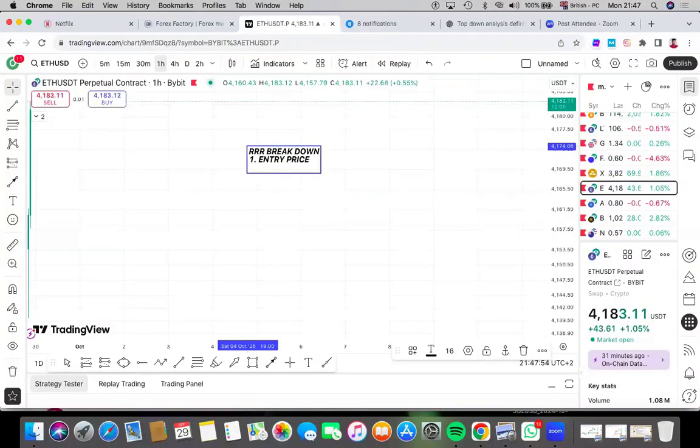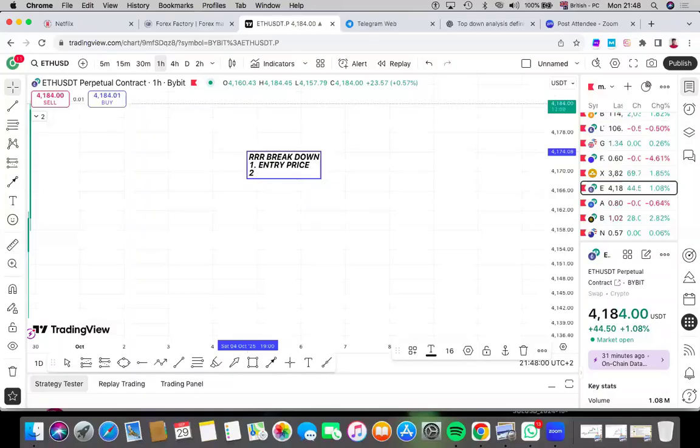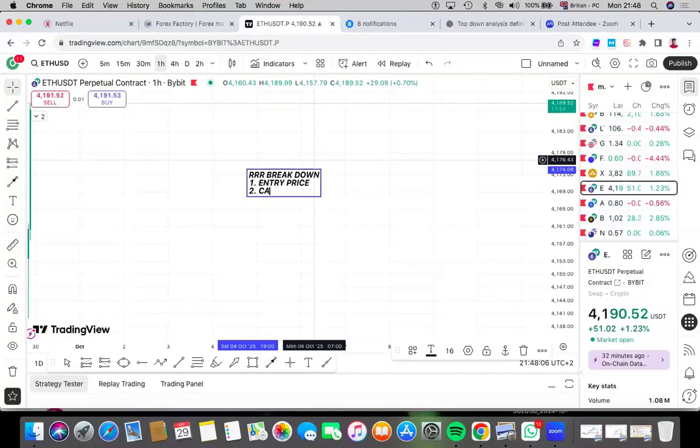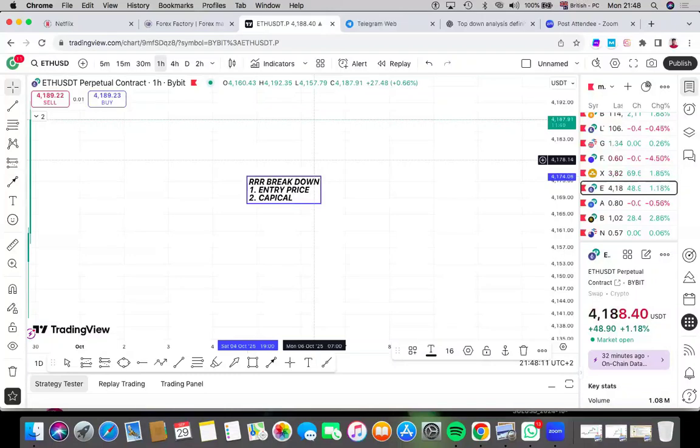So the second word will be our capital. So our capital basically, like we all know, we should know, it's very important, it's very crucial.